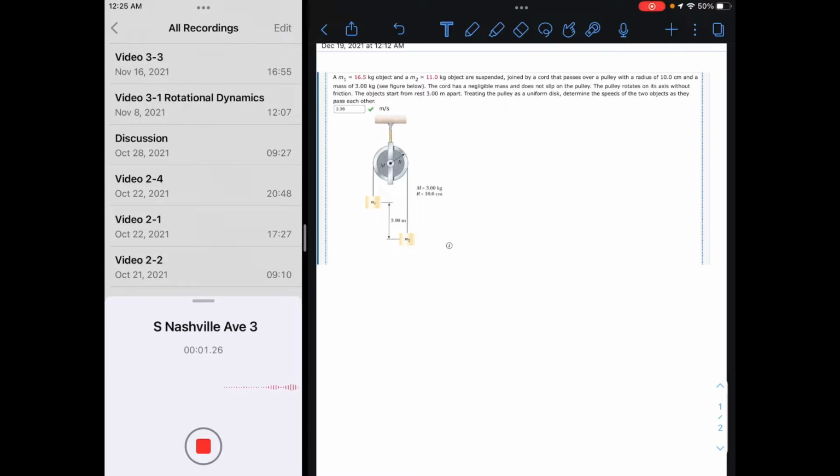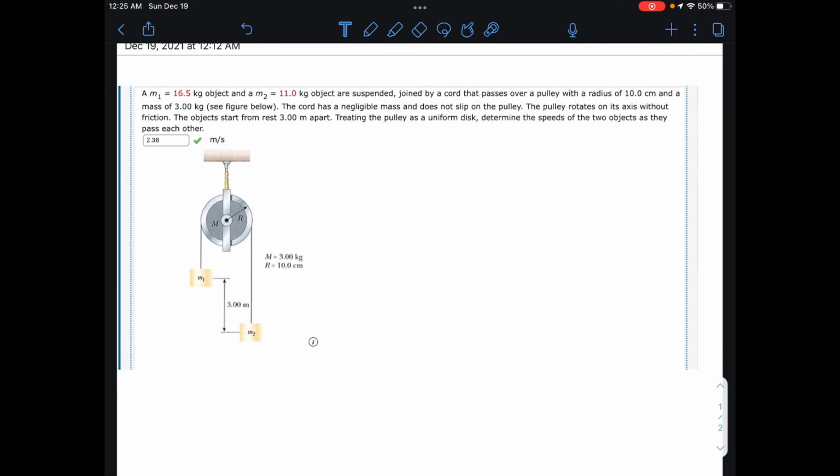Okay, so here we have web sign 6E. Is this 13? It's one of them. Okay, so mass 1 is equal to 16.5 kilograms.